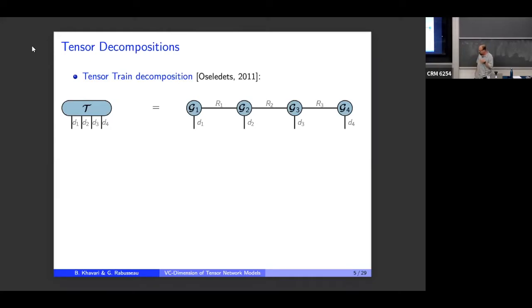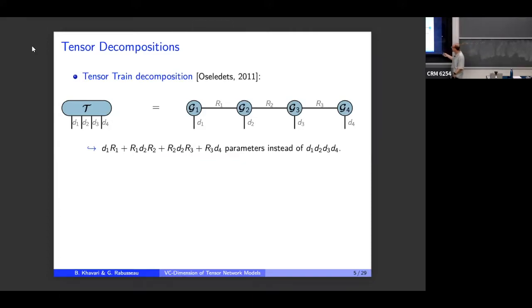Another one that is very popular in quantum physics and in numerical analysis is the Tensor Train decomposition, which gets its name from the fact that we decompose a tensor as a train of tensors. So we have this chain graph where most of the tensors, when I have a higher order tensor, will be third order tensors, and just the first and the last are second order tensors. So I decompose it in this way. And here, the number of parameters.